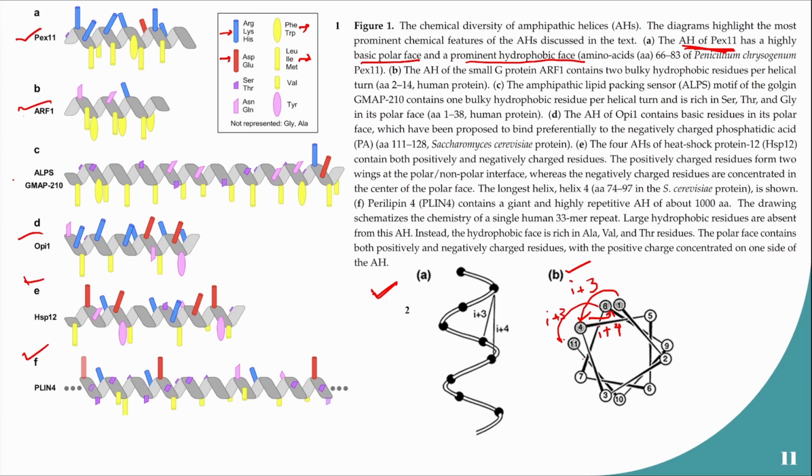8 plus 3 equals 11. So here also we see a periodic nature of this I plus 3 and I plus 4 pattern. From first to second, you had to jump plus 3. Second to third, you had to jump plus 4. And then the next one, you again jump plus 3. So these sorts of patterns might be visible in amphipathic helices. Okay.